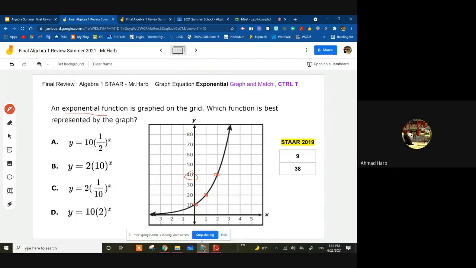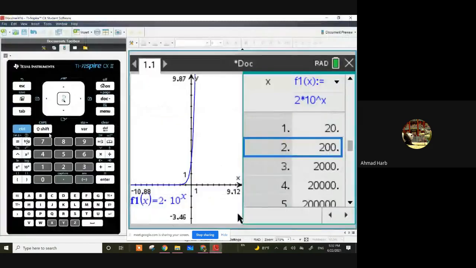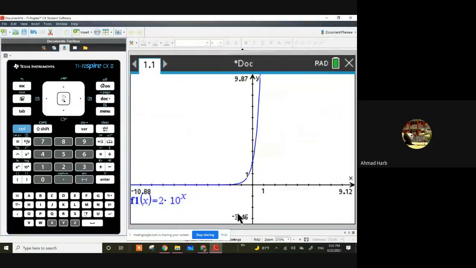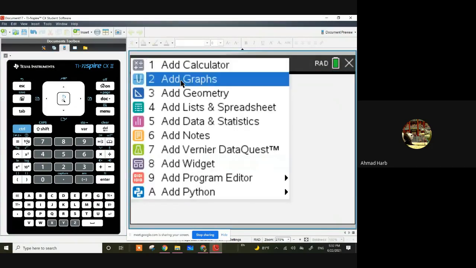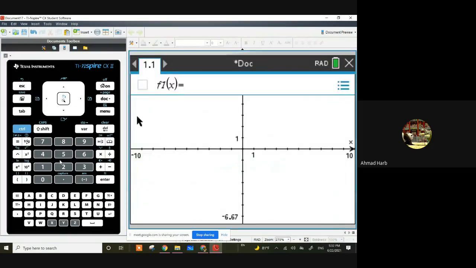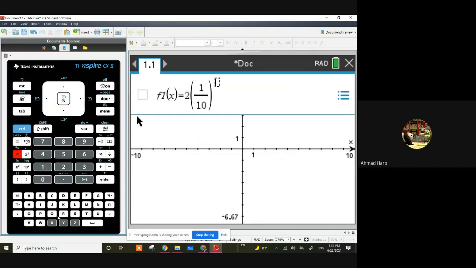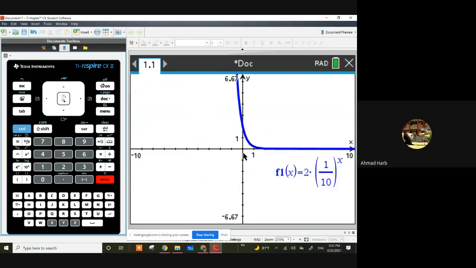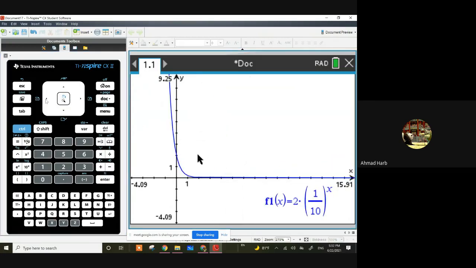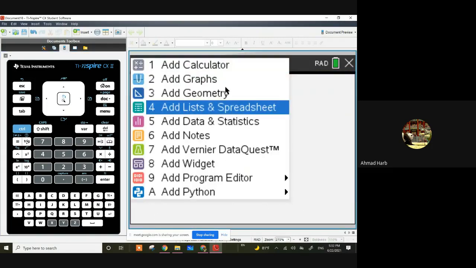Could it be the second one or the third one? Let's see. Control T, get rid of the table. Control N, and add graph. The third answer choice is 2 parentheses 1/10. And you're going to notice that, don't forget the exponent as well. Sometimes I do. Don't be that. Okay, to the power of x, that's not it. That's decay.